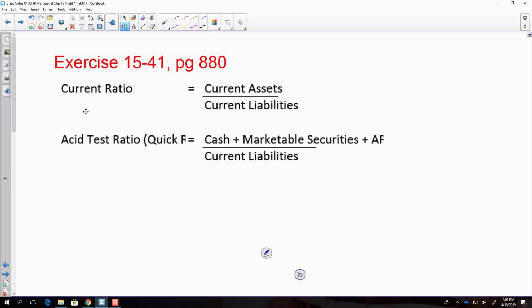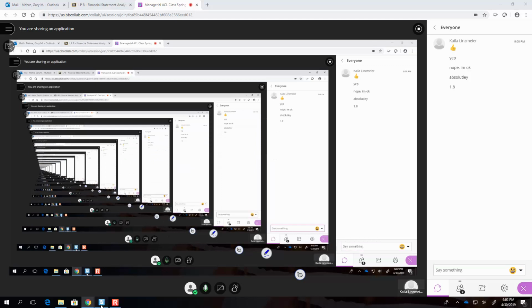Again, computations are not hard. But we have to know what our current asset is, right? And what our current liability is. So in this case, they did a nice summary for us. So it's 29,340,000 divided by 16,300,000. Kayla, what ratio is that? $1.8. Awesome.